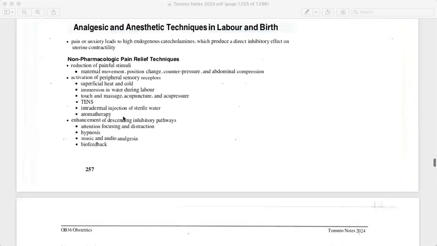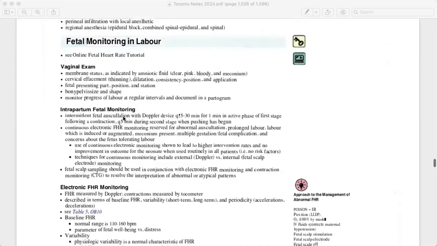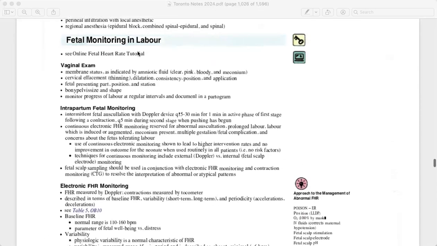Analgesics and anesthetic procedures, if you can go through them, it's okay. Coming to fetal monitoring in labor, vaginal examination. You are going to check the membranes, if they are intact or not, the amniotic fluid, if it is normal or not, then cervical effacement, if it's thinning, dilation, consistency, fetal presentation, where it is, and then pelvic size, and monitor the progress of the labor. That's what you're going to do in the vaginal examination.